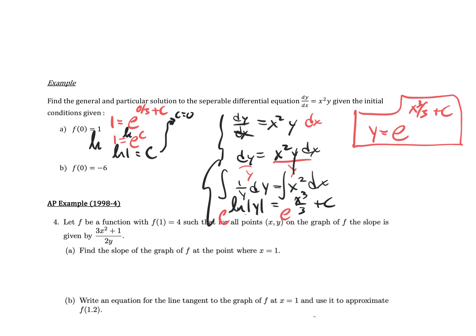And so if c is 0, then our equation becomes y equals e to the x cubed divided by 3. So there's our particular solution, where c is 0.